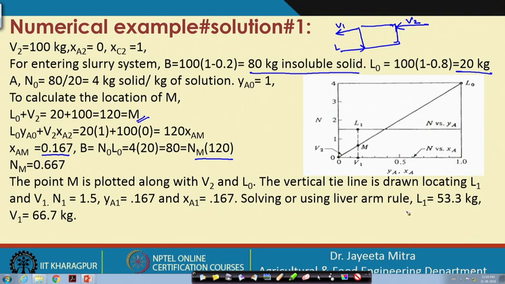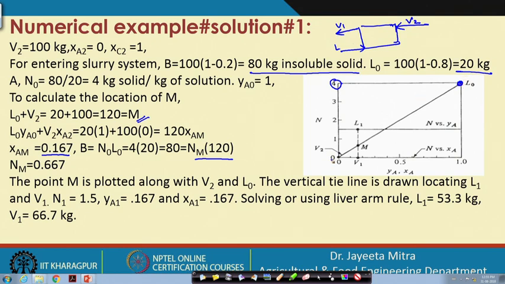So, how we can plot? It was given that initially when V 2, the concentration of x A 2 was 0 and the concentration of y was at 1. So, L 0 we have taken from here and this was corresponding to the 4 kg of the solid per kg solution. So, there is 4 kg per kg solution. With respect to that the concentration y A 0 was 1. So, this was the initial point.